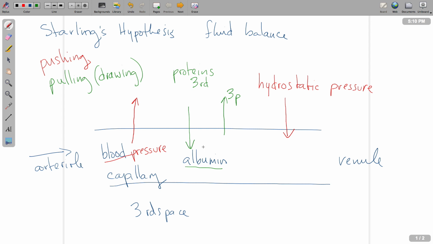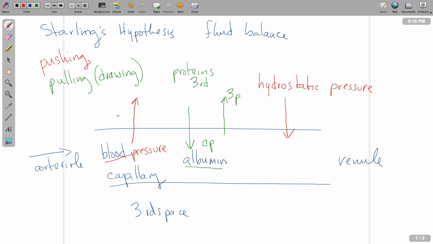The next one that we're going to call is the capillary pressure. This is the force of the pressure that exists, that draws fluid from the third space into the capillary space. And this is, of course, albumin's responsibility.